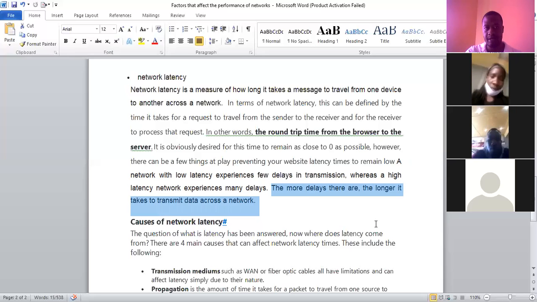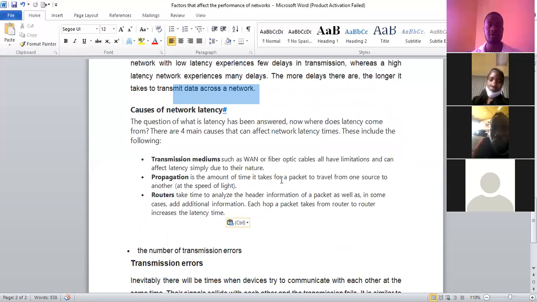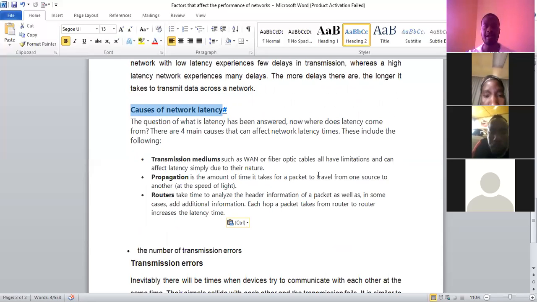Okay, and there are some factors that cause high latency in the network, right? So now let's quickly look at some of the factors that cause network latency. So what causes the network to behave such? Like if you send a request today, you only get your response tomorrow this time, okay? So what causes that delay? What are the causes of network latency? The first one is transmission medium, okay?